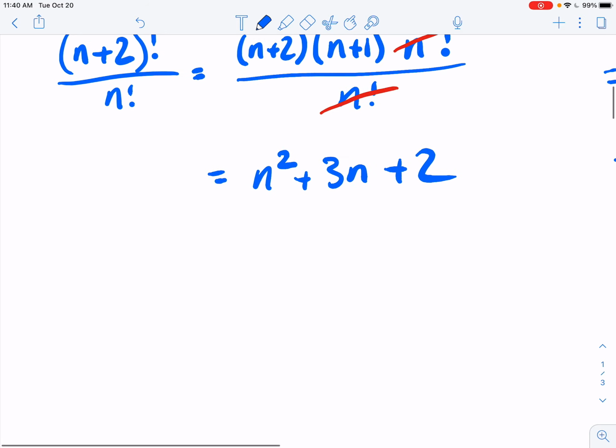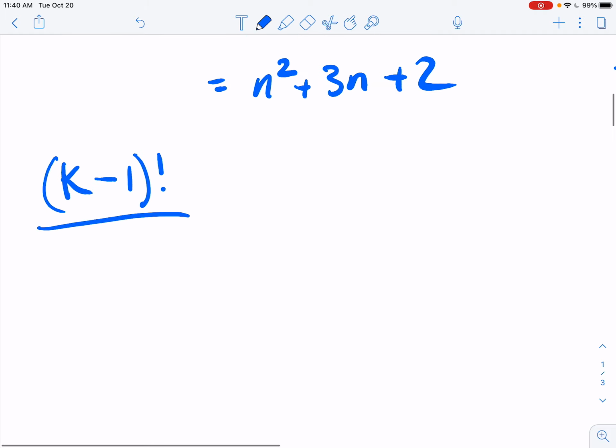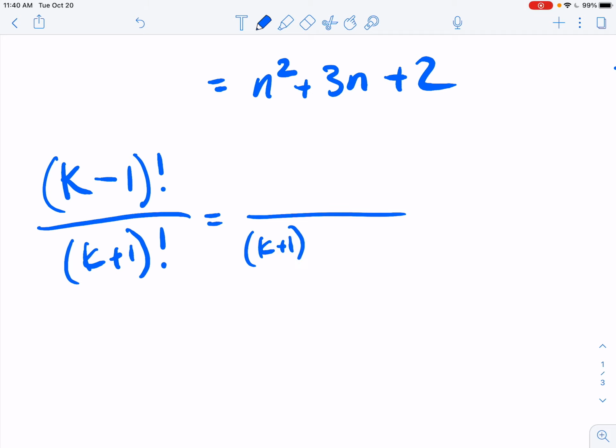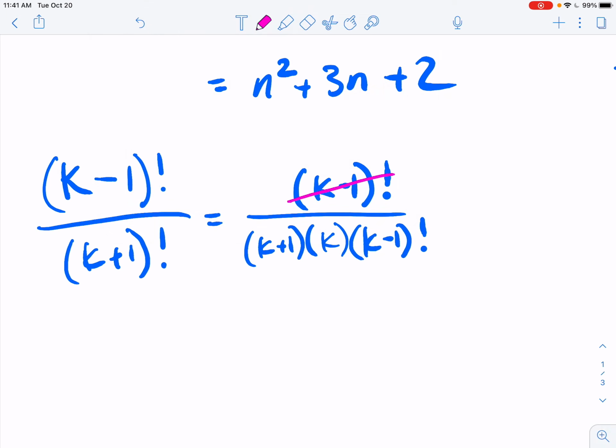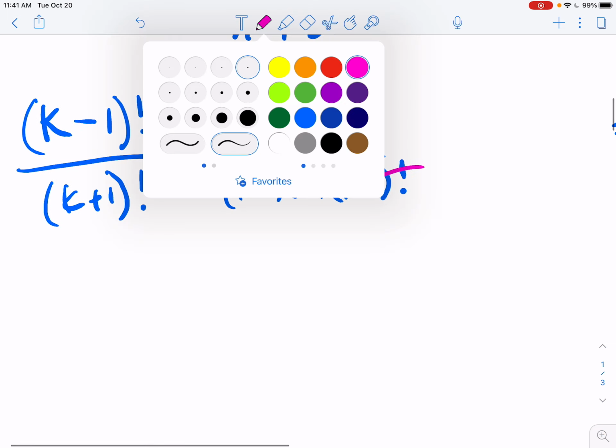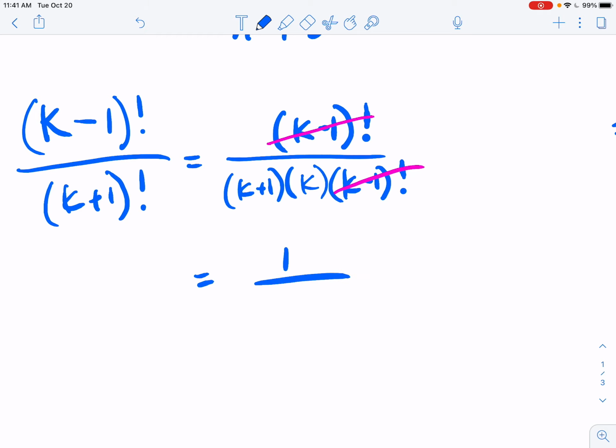Let's do one more. Our favorite letter is k. Let's do k minus 1 factorial over k plus 1 factorial. What we know on this one is the bigger integer is going to be down at the bottom, and so this becomes k plus 1 times k, times k minus 1 factorial. And now what we see is that cancels with that. Don't forget to leave something in the numerator, so this is 1 over k squared plus k.